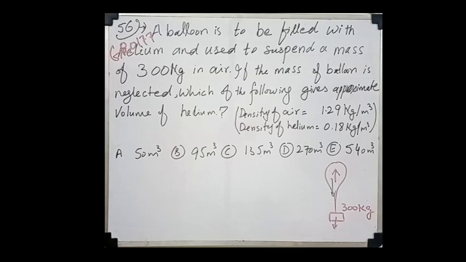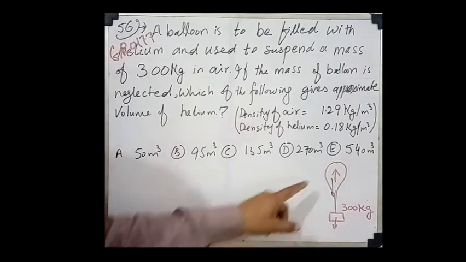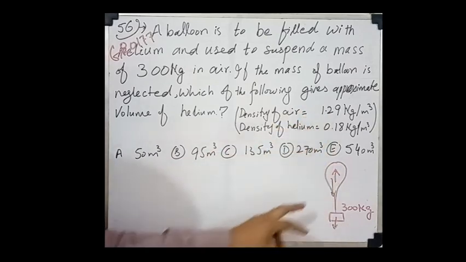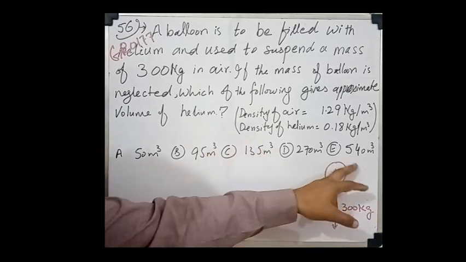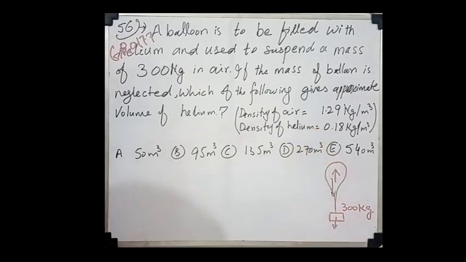Now, according to Archimedes principle, an upthrust force will always be equal to the weight of fluid displaced. This is a balloon filled with helium gas. An upthrust force is acting upward and its weight is acting downward. This balloon will displace some weight of air from this region. So the weight of the air will be equal to the upthrust force on this balloon according to Archimedes principle.